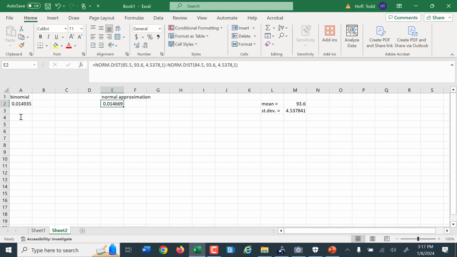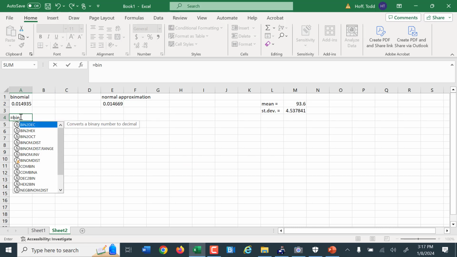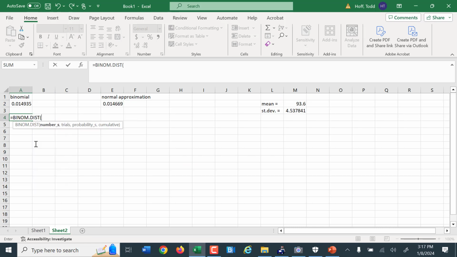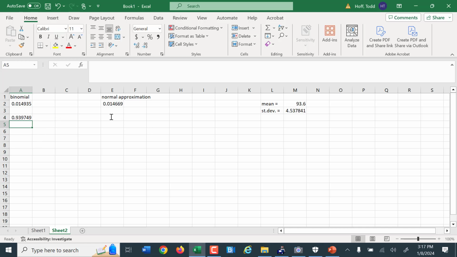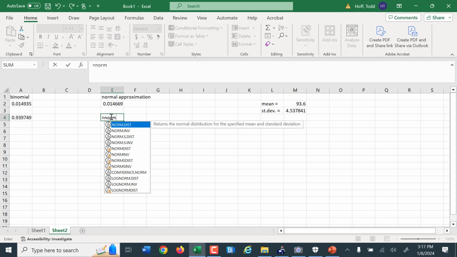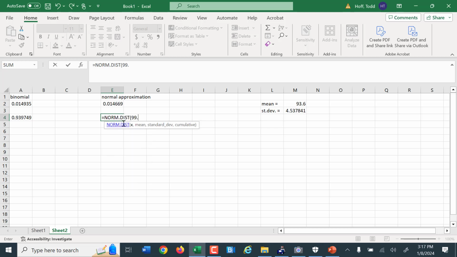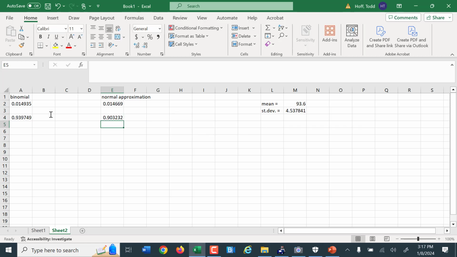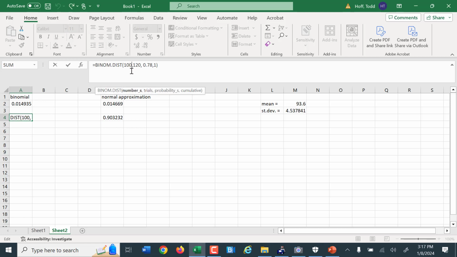So in the binomial, binom dist, 100 out of 120.78. And this one will be cumulative. This one will be normal dist, 99.5, comma, oops. This one should not have been 100. I have to go back and change that one. Just a second. 93.6, 4.5378, and cumulative. This should have been 99, because remember, we're not including 100.